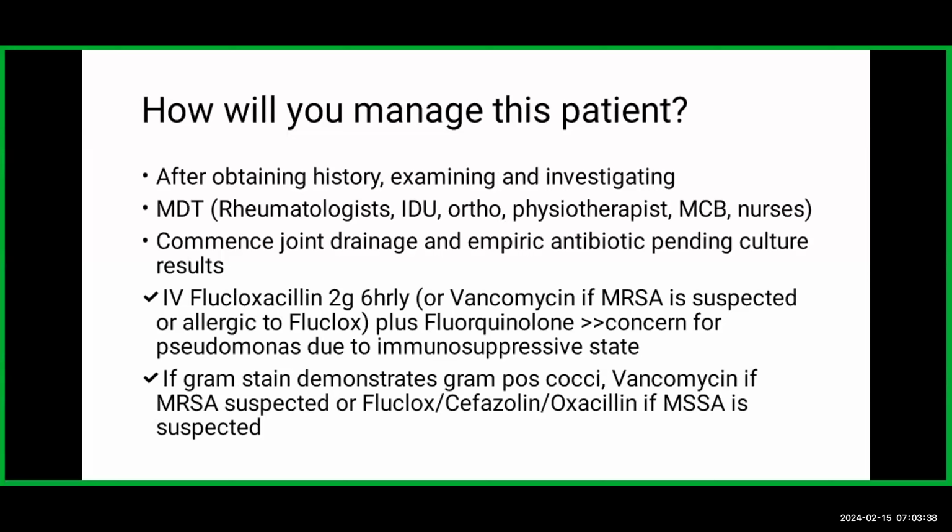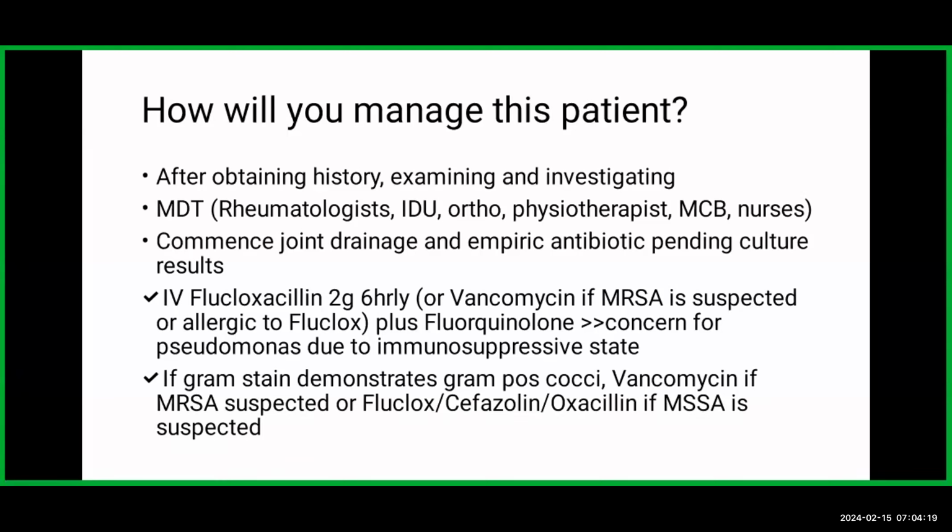So for managing these patients, after obtaining a good history, examining and investigating these patients, I want to involve important specialists, which will include the rheumatologist, the orthopedic surgeons, infectious disease specialists, physiotherapists, medical microbiologists, and the nurses. And I'll immediately want to commence joint drainage and empiric antibiotics pending culture results, which would ultimately inform the choice of antibiotics in these patients. So I could commence intravenous flucloxacillin, 2 grams 6 hourly, or if I suspect a methicillin-resistant staph, I could use vancomycin.